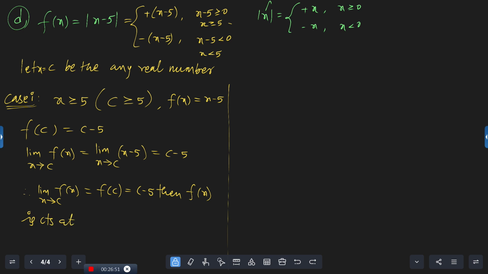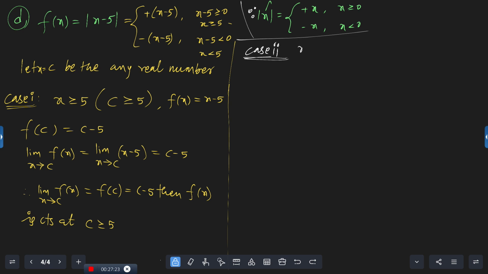At c greater than or equal to 5, it is in the positive direction, which is continuous, at 5 and above, which is continuous. You can write, or directly mention, that at c greater than or equal to 5 it is continuous. That is case number 1. Now case number 2. This is rough work.